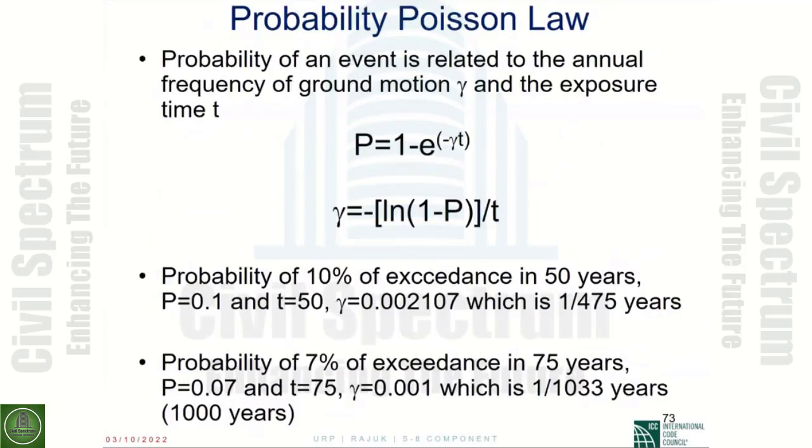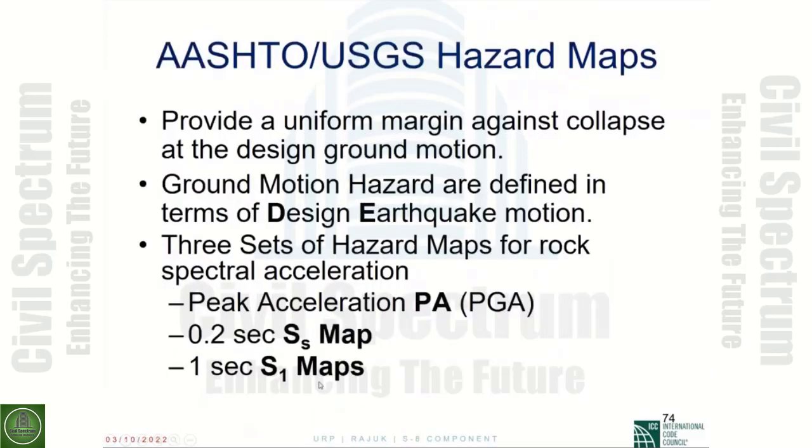And here is the equation that will give you the probability of exceedance, and that will give you the return period throughout the years, so that if you plug in the 7% and 75 years, you will get a 1,000-year return period. If you go through the AASHTO specs, they will give you 4 maps, and these 4 maps give you what is called the design earthquake.